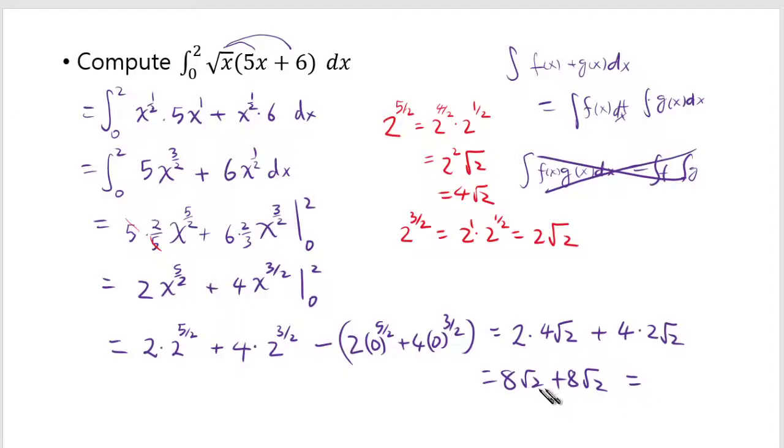These two are equal just by coincidence. Usually they will be different numbers, but somehow by coincidence they happen to be the same. All we want to make use of is really the fact that these radical 2 terms are like terms because they have the same radical 2. So 8 plus 8 gives you 16. So the final answer will be 16 radical 2. That's the answer.